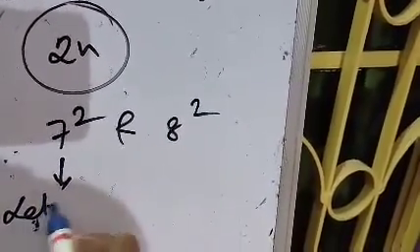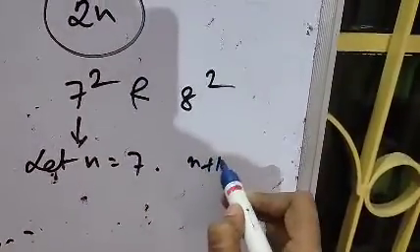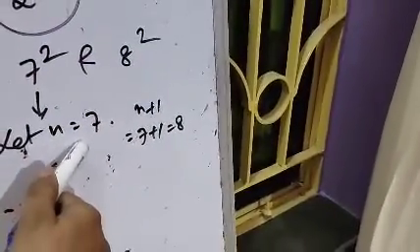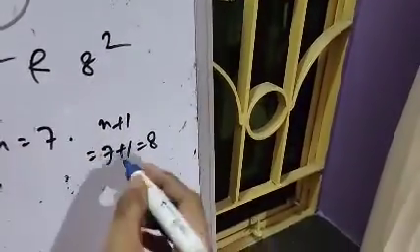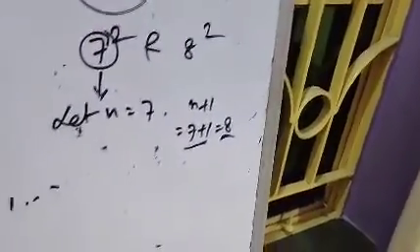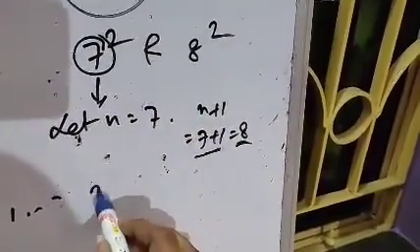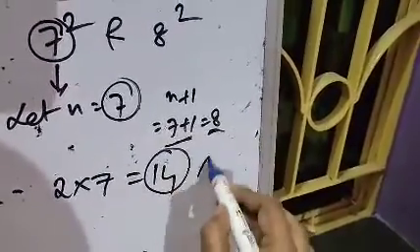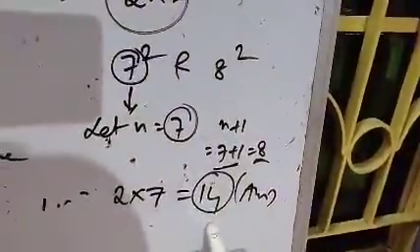Let n equal 7. This is n, and this is n plus 1, that is 7 plus 1, that is 8. Clear? Now the rule is 2n non-square numbers exist. So the required number is 2 into 7, that is 14. This is your answer. That means between 7 square and 8 square, there are 14 non-square numbers.